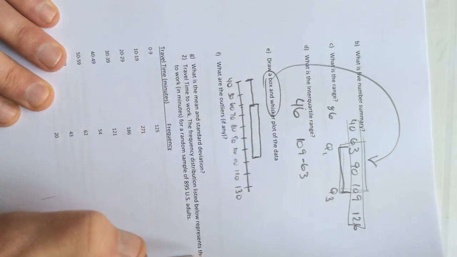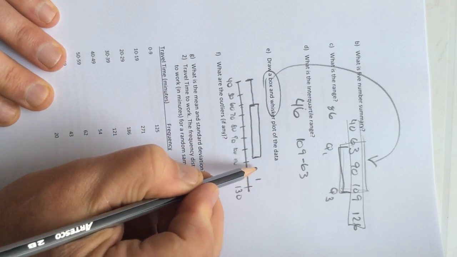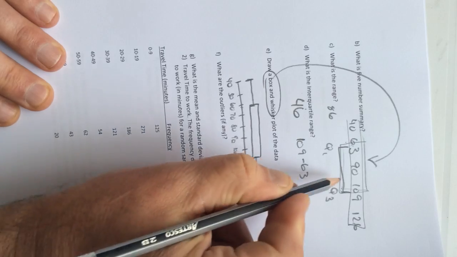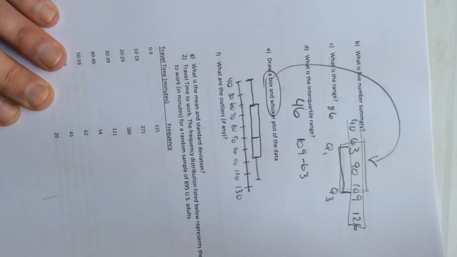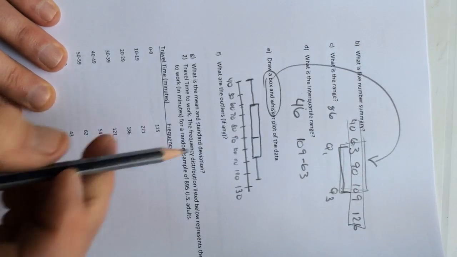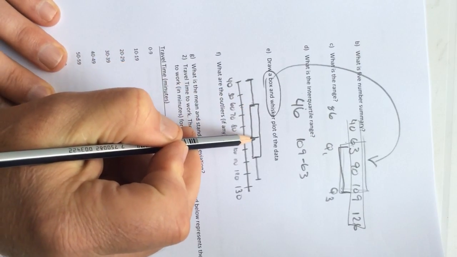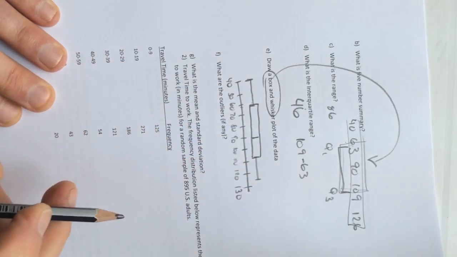And then the high, 126. So 126 is about right there. Draw a whisker to that. And then you put a line at the median, the 90, like that. That's a box plot. It's just the five number summary: low, first quartile, second quartile, third quartile, high.